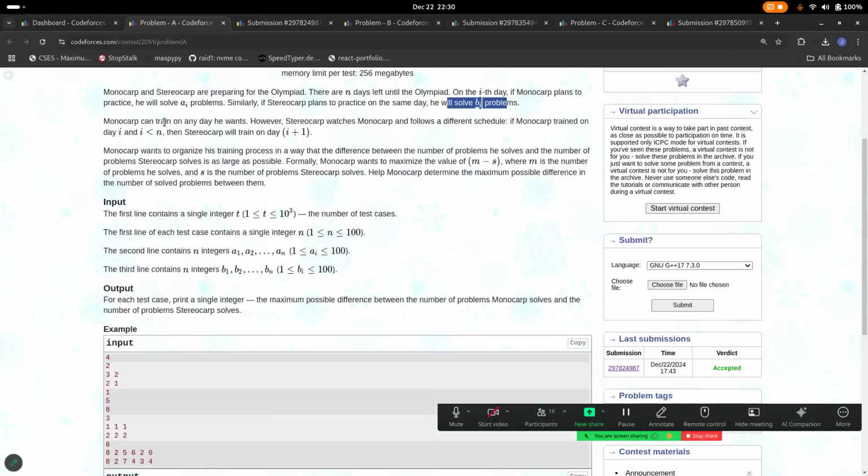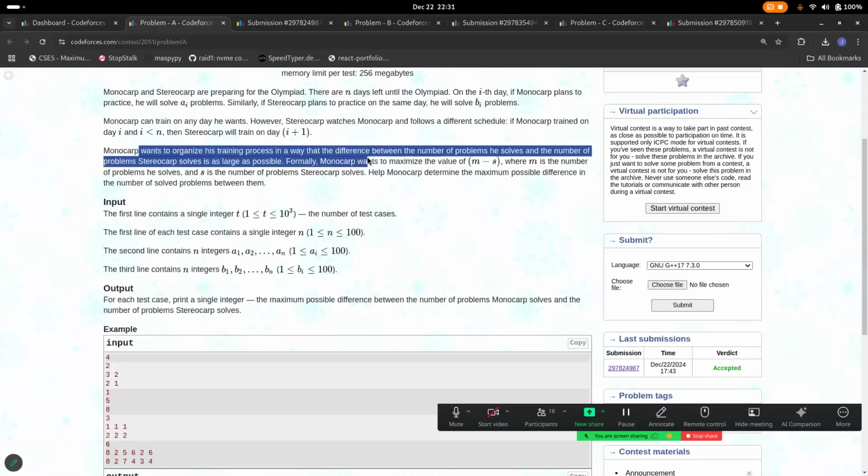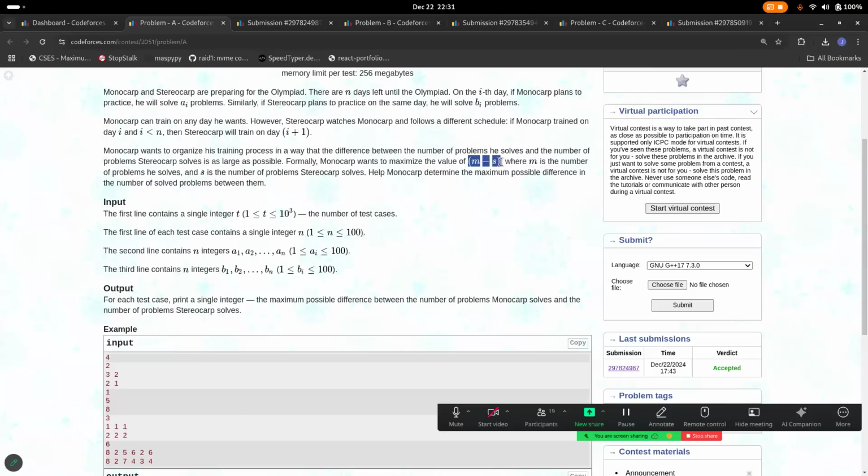Now, Monocarp can train on any day he wants, but Stereocarp can only train on some days. If Monocarp trains on the ith day, then Stereocarp will compulsorily train on day i plus 1, given that i plus 1 is less than or equal to n. Monocarp wants to organize his training in such a way that he maximizes the difference m minus s, where m is the number of problems he has solved and s is the number of problems the second person has solved.